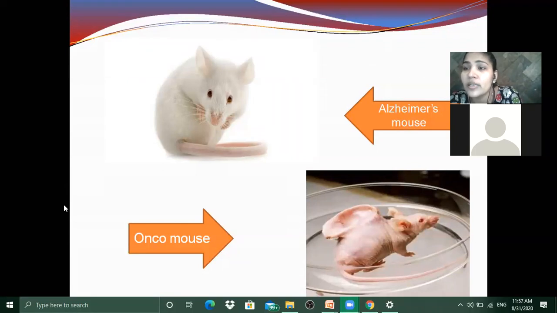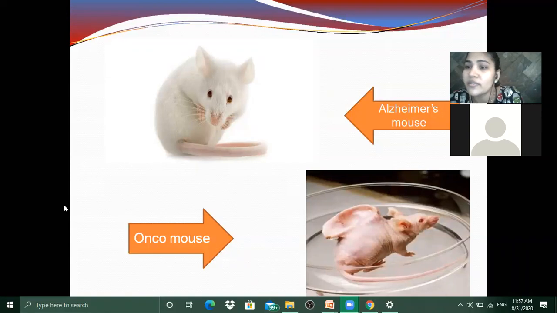So you want to make the mouse in such a way that whenever I insert an oncogene, they should not reject that particular part. I cannot probably put it in at the embryonic stage for producing these onco mice. But if I already have immunocompromised mice, it will be very easy for me to grow a tumor in the mice's body at any part.